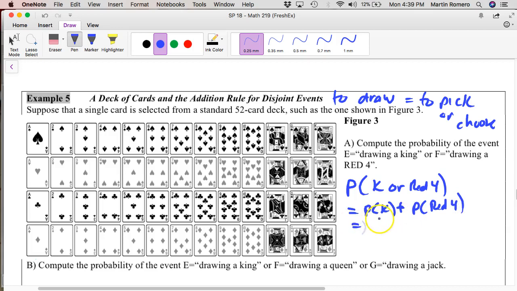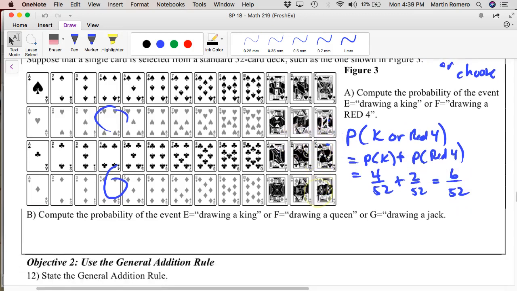And so what is the probability of getting a king? There are 4 kings, so that would be 4 out of 52, plus a red 4. There are 2 red 4s, and so that gives us 2 out of 52. So the probability of choosing those is 6 out of 52. And so that's an example of using the addition rule for disjoint events.